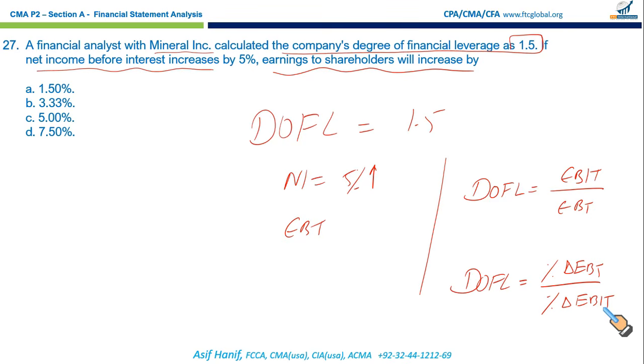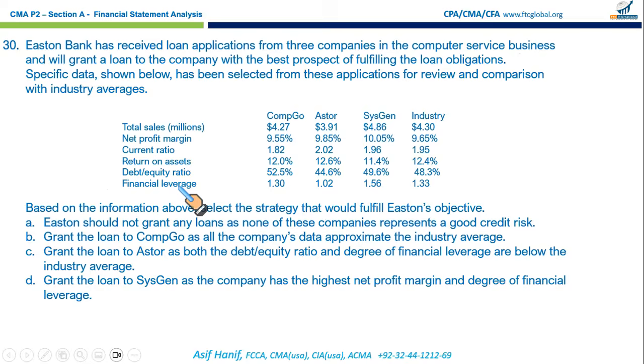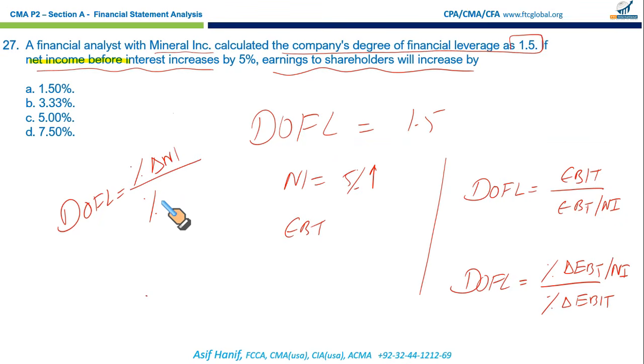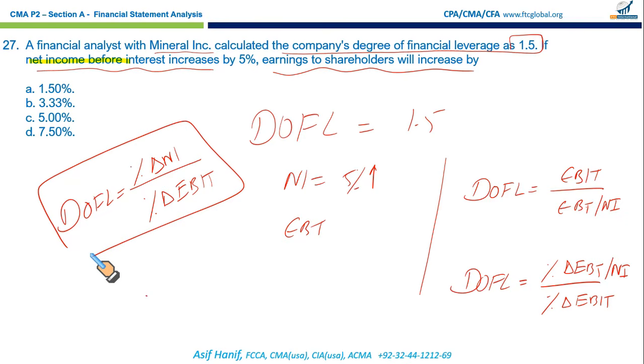Now the problem is we do not have EBT probably. I think in this question it states as net income. So in these situations when EBT isn't available, then EBT can be approximated by net income. So the formula we'll be using now for understanding DOFL in this case is percentage change in your net income over percentage change in your earning before interest and tax. Know your formulas well.